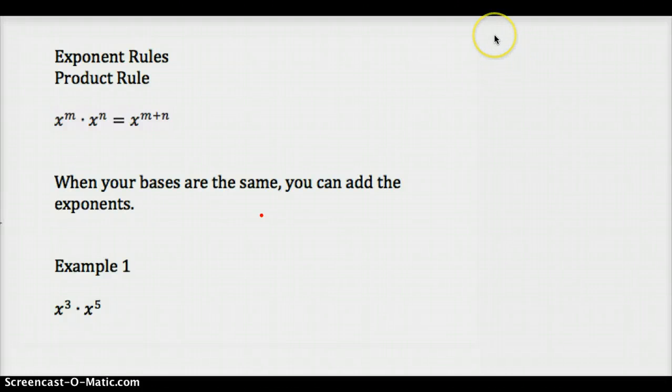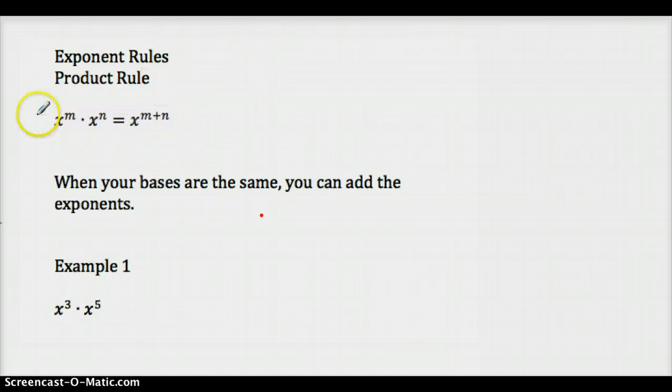Hey everyone, in this video we'll be going over exponent rules. The first rule that we're going to cover is the product rule. As you can see, if you have x to the m power times x to the n power, that's going to equal x to the m plus n.